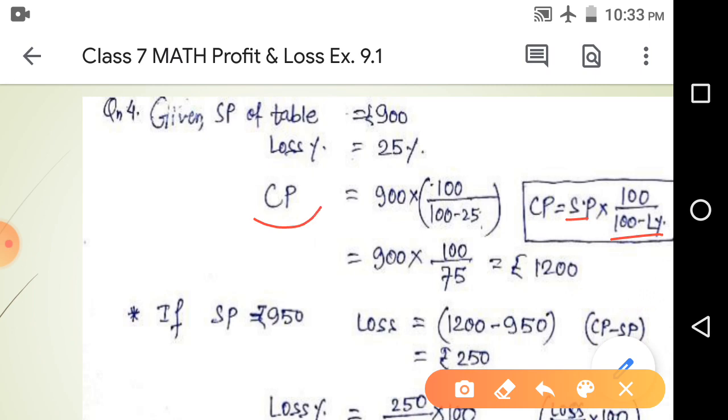So this CP, that is cost price, equal to 900, which is the selling price, 900 into 100 divided by 100 minus 25. 25 means the loss percent. So if we calculate this, we have 900 into 100 divided by 75, and the amount we got as the CP, cost price, is 1200 rupees.